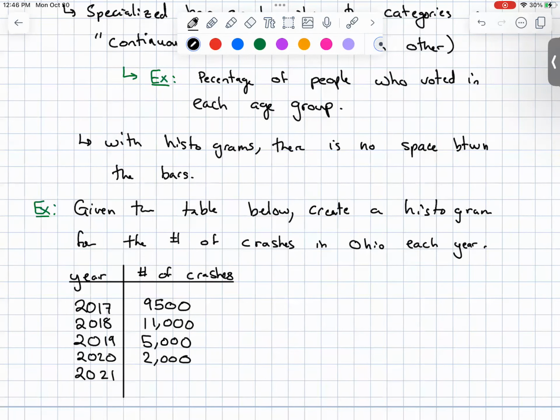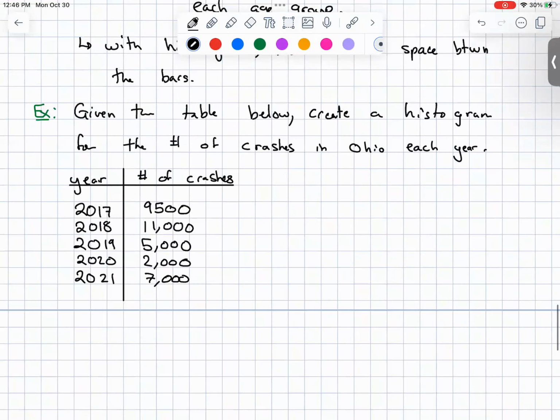Our college president says we are now back up to pre-COVID numbers in terms of our enrollment. Whatever, I don't really care. I know it has to do with the budget, but whatever. In 2021, we had 7,000.